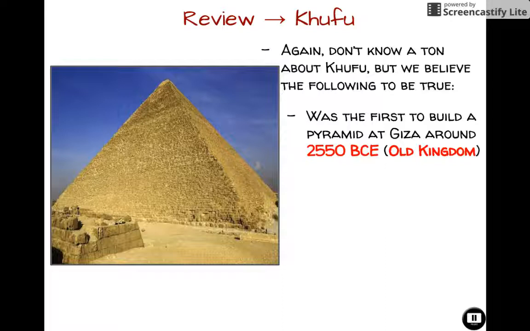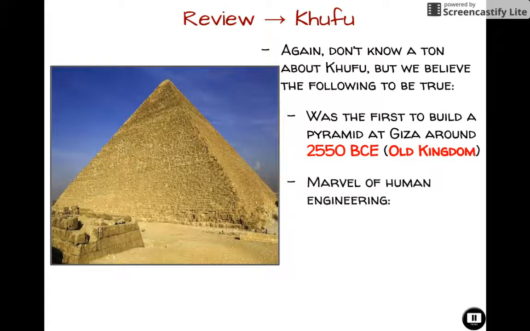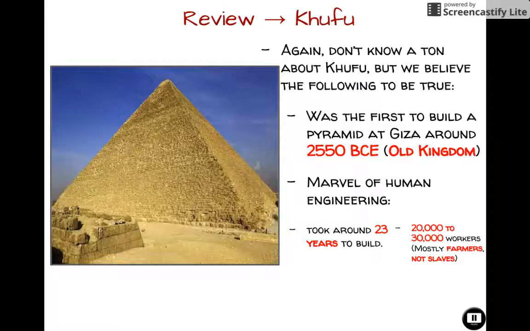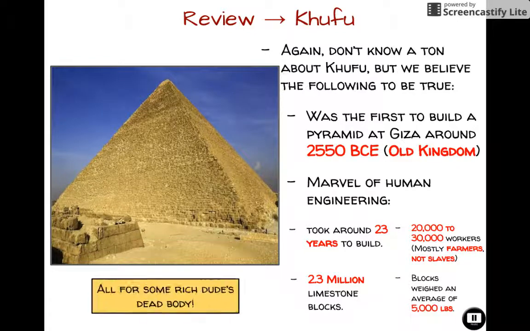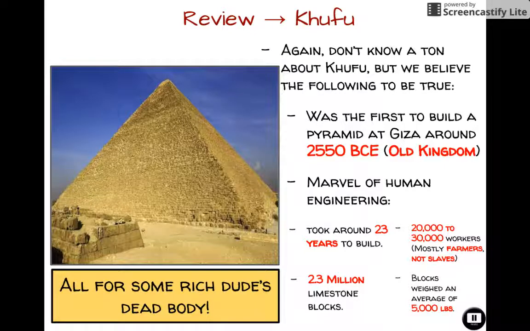We believe he was the first one to build a pyramid at Giza around 2550 BCE, again during the Old Kingdom time period, and we said that this is a marvel of human engineering. It took around 23 years to build, and it needed around 20,000 to 30,000 workers to construct. These workers were conscripted farmers paying their burden tax, not slaves. It also has somewhere in the neighborhood of 2.3 million limestone blocks, and each of these blocks weigh on average 5,000 pounds. All of this work and all of this hardship was built for some rich dude's dead body.